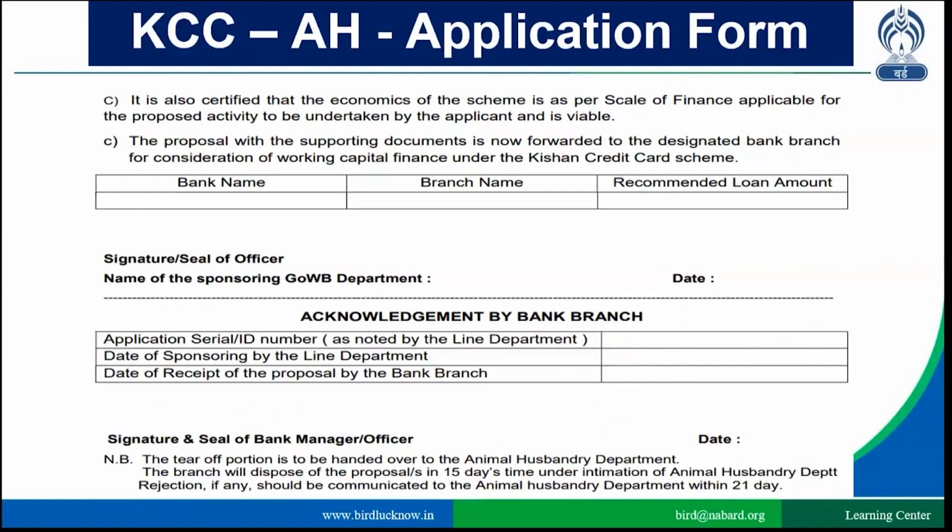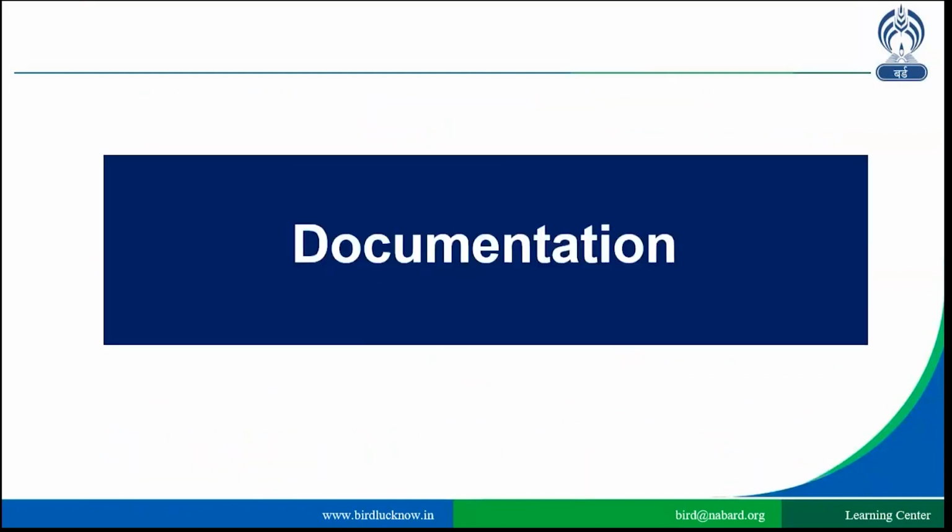Then they will send it to the branch, and the branch will process it within 15 days. They have to process the application, yes or no. If everything is okay, the KCC will be issued. If there is some problem, then they have to indicate the problem and then they can reject it also.